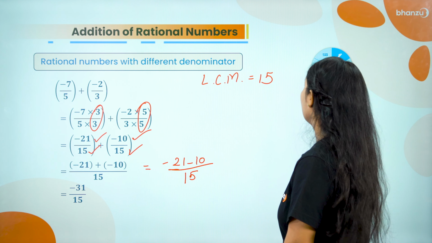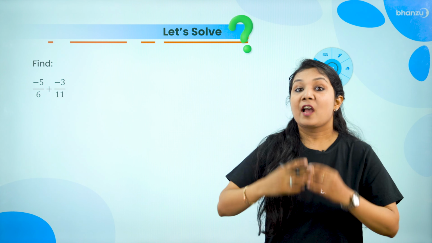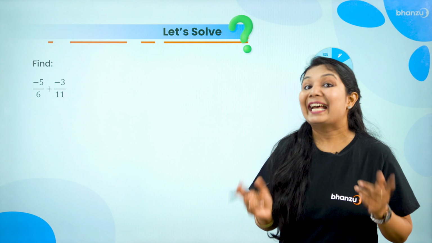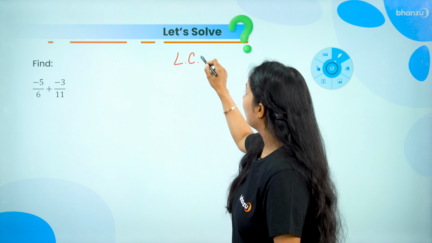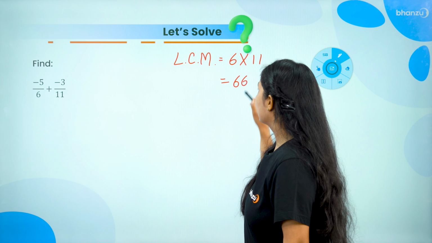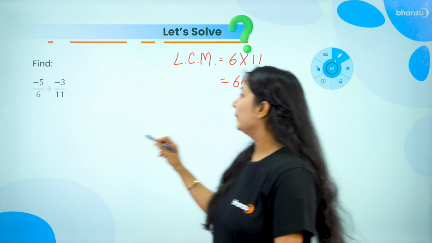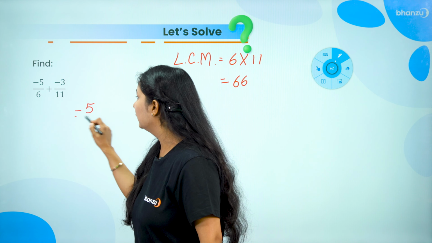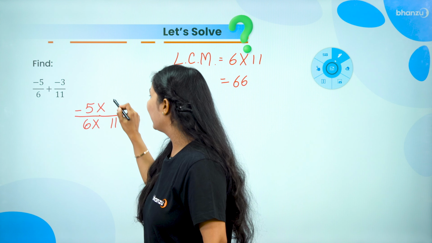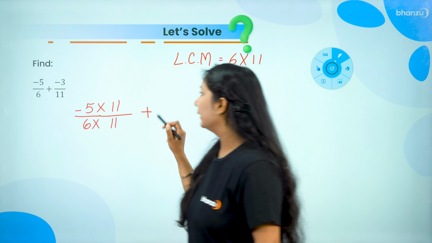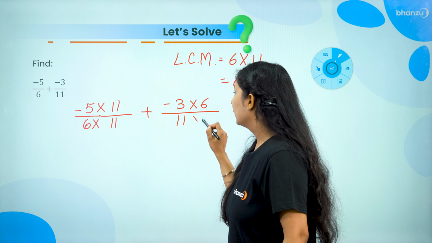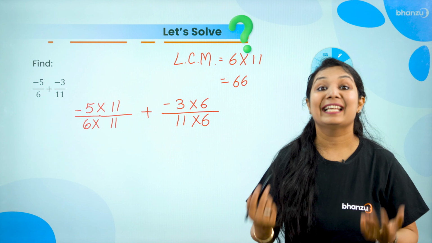Now let's move ahead and do one practice question for this, where you have the denominators as 6 and 11. So they are different. Let's take the LCM. So what's the LCM of 6 and 11? It would be 6 into 11, which is 66. So what should we do now? We should make the denominator as 66 for both the rational numbers. And how can we do that? That is, 6 should be multiplied by 11 in the first rational number, and in the second one, 11 should be multiplied by 6 to get the denominator as 66, which is the LCM.